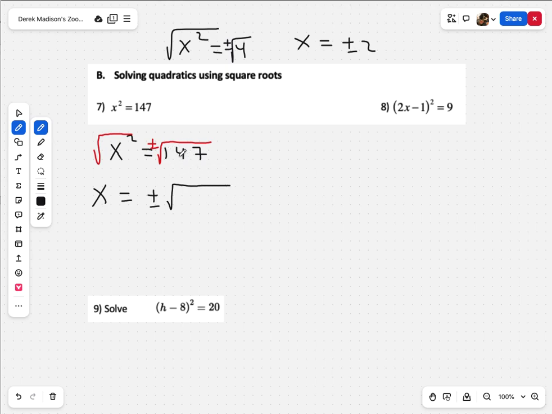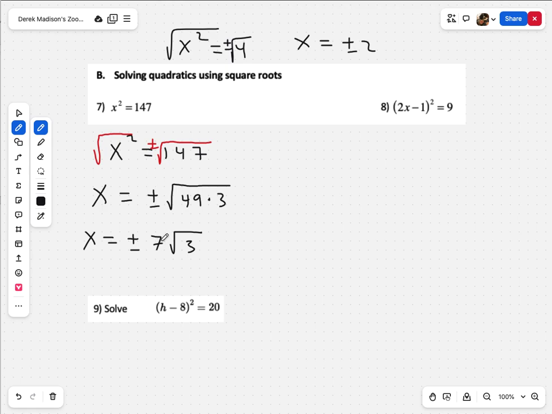With 147 we need to check and see if we can simplify this at all. And if you try dividing that by 3, you'll see it goes in 49 times. So I'm going to think of that as 49 times 3. And then when I simplify, we're going to have plus or minus square root of 49 would bring out a 7 and leave behind the 3.